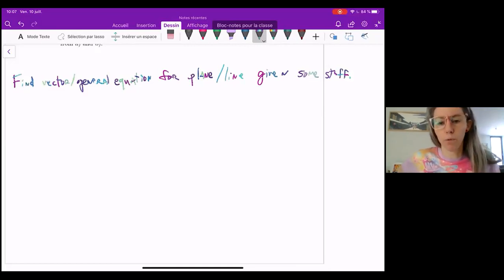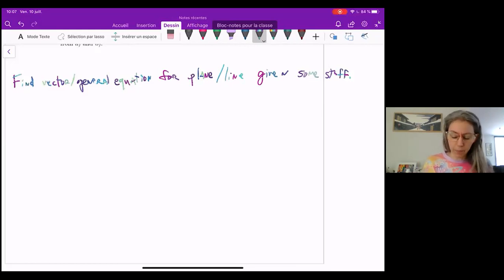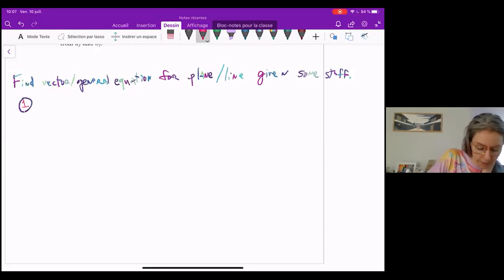Maybe that stuff is another plane. So a good way to approach this, given that these questions can be asked in so many different ways, that stuff could really be anything. It could be points, it could be vectors, it could be lines, it could be planes. So what is a good way to approach all of these problems? I've been thinking about what we could call steps, and maybe the first step here would be to write down an empty or generic version of the equation that you want.